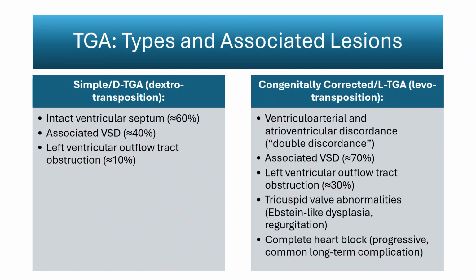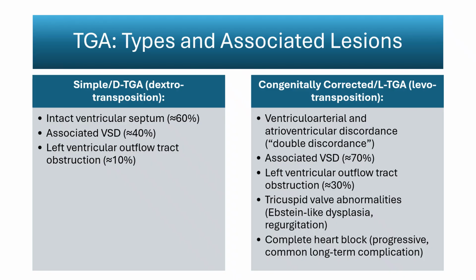Two distinct anatomic forms of transposition are recognized. The first is simple or dextrotransposition, in which the great arteries are switched, but atrioventricular connections remain normal. About 60% of these cases have an intact ventricular septum, while 40% include a ventricular septal defect. Roughly 10% have left ventricular outflow obstruction, which alters the physiology and can affect timing of intervention.